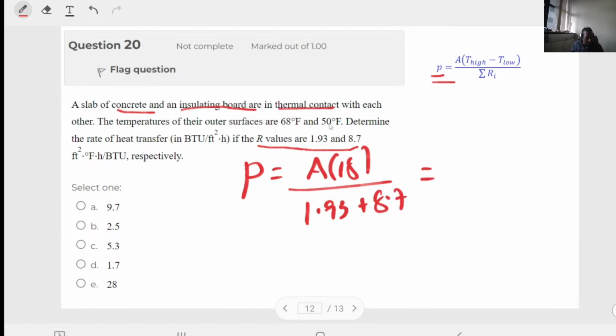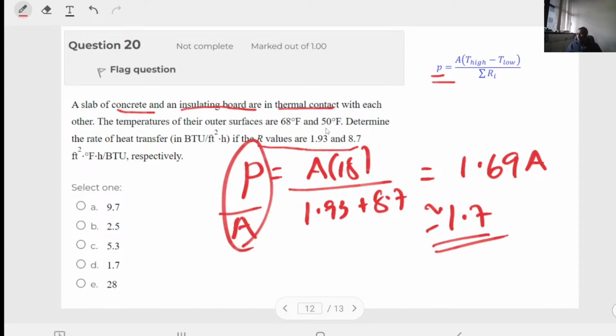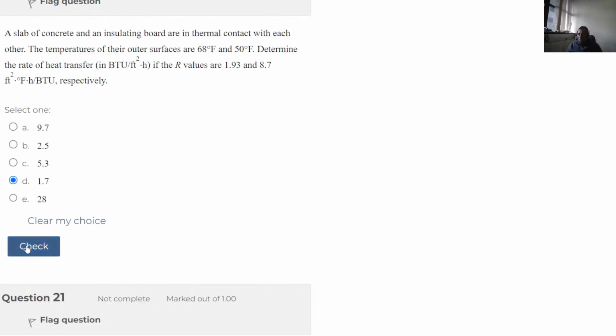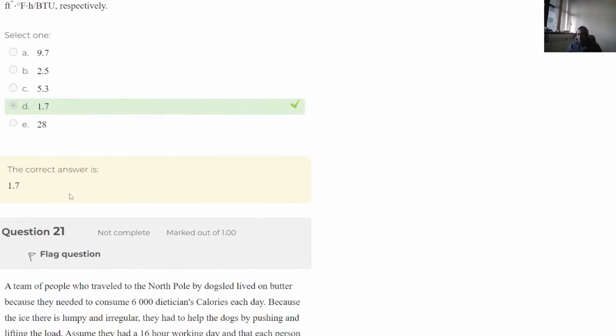If you see, this one is about 1.69A. Therefore, in terms of P over A, it is going to be about 1.7. Okay, the rate of heat transfer between these two things is about 1.7. I don't know if this is interesting, I don't think so, but the answer is 1.7. Guys, I put this together myself today, even though I'm so tired and so sick.